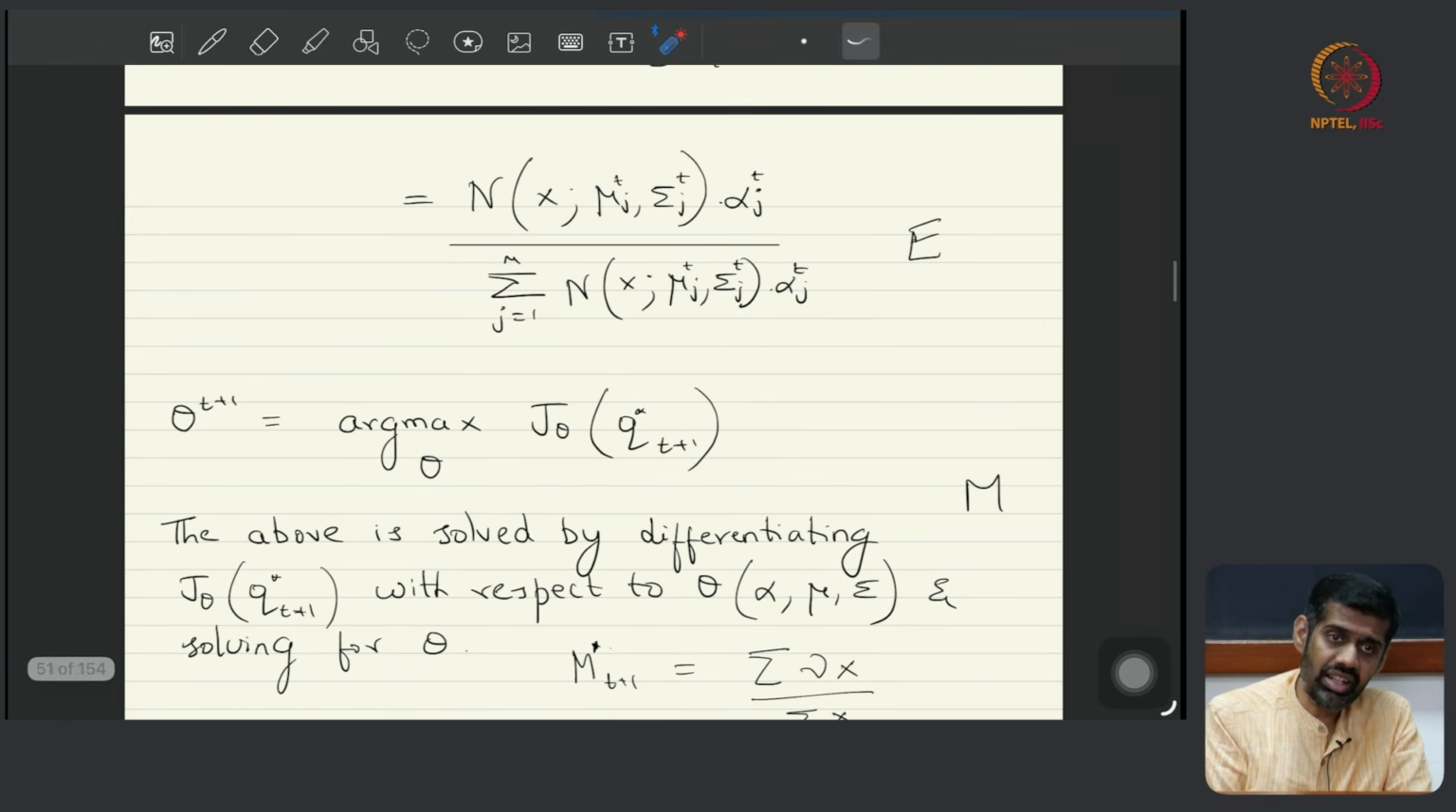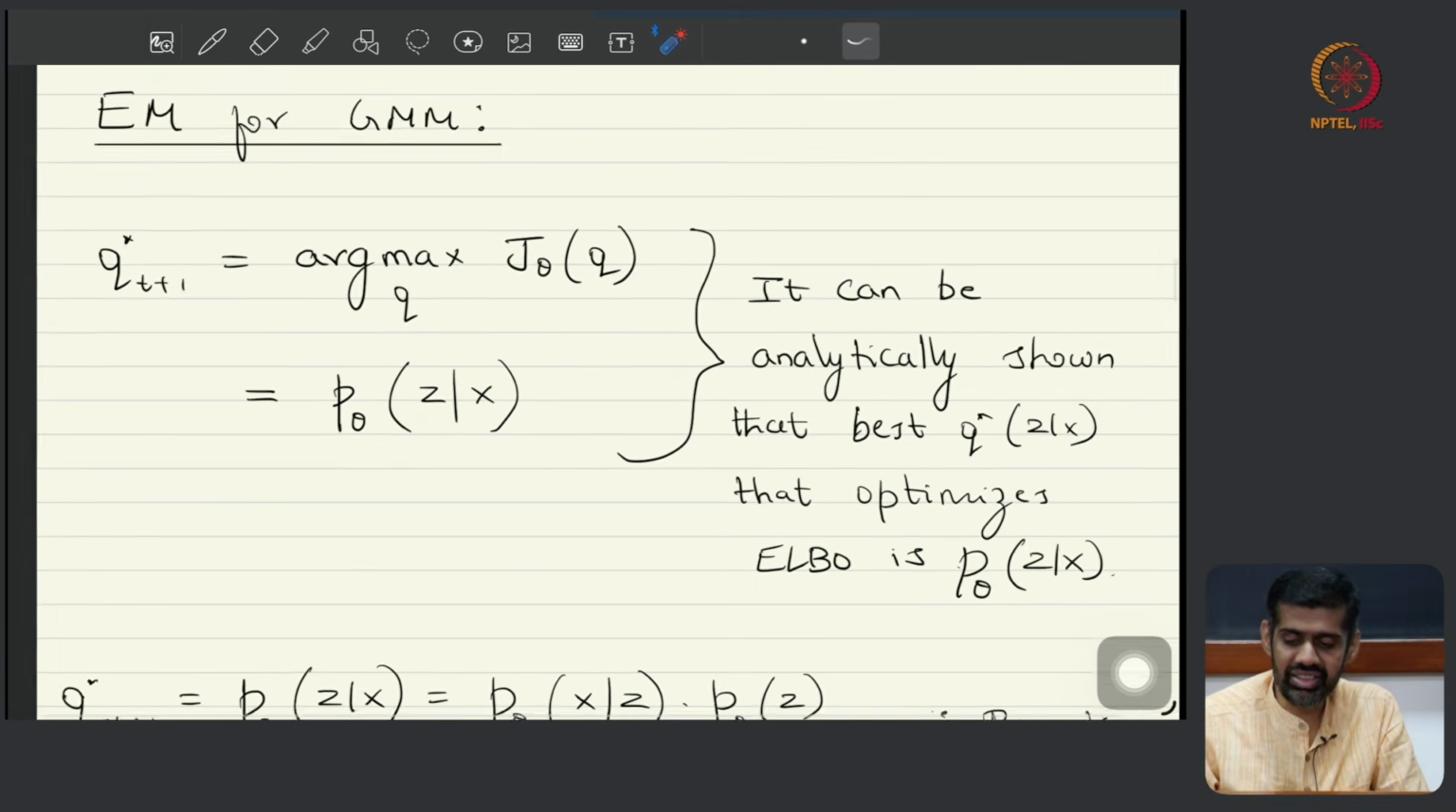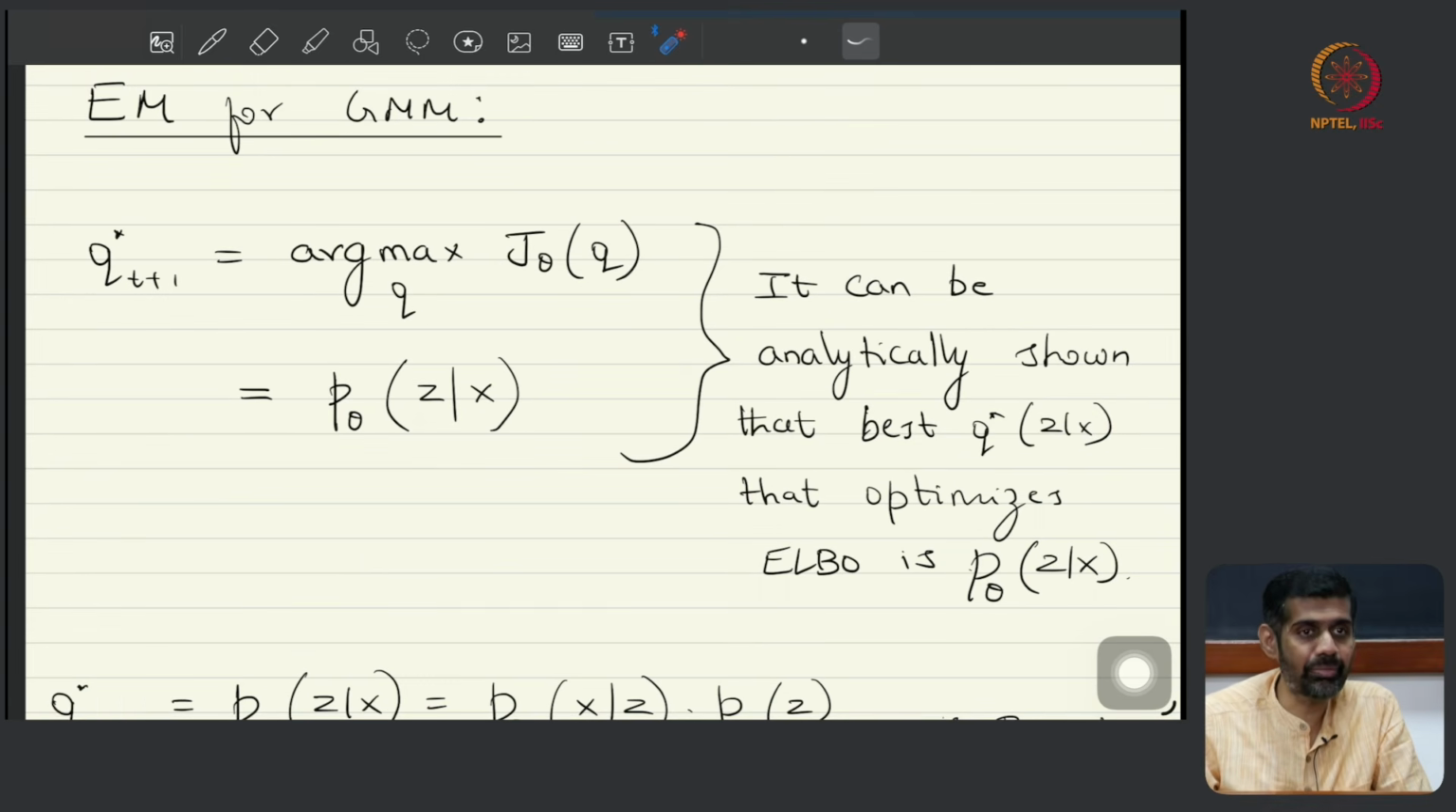So, this is the general principle of the expectation maximization algorithm, and this EM algorithm is not restricted to Gaussian mixture densities. It can be applied to any class of latent variable models, as long as, what is the only constraint? The only constraint is that you need to be able to find the p theta of z given x for a given theta. So, any latent variable model in which you can find p theta of z given x for any theta, you can apply EM.